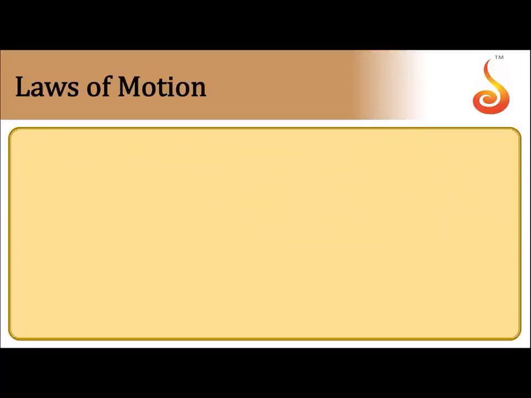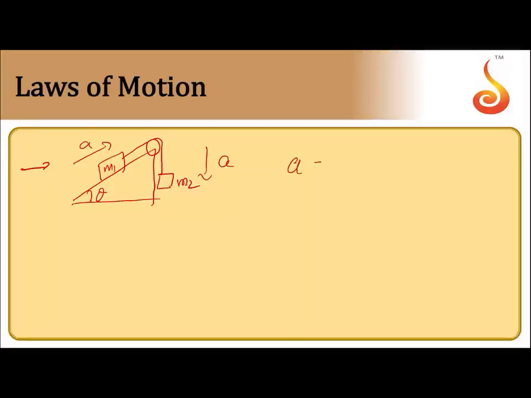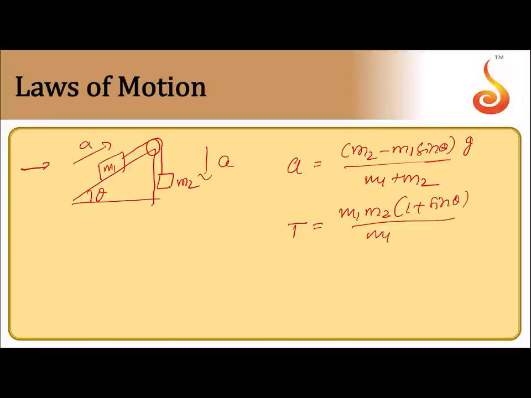One more case. This time I am putting it on an inclined plane. Let's assume that it is put on an inclined plane like this. Let's assume that this is theta and this block is of mass m1 and this passes over this setup, this being m2. Let's assume that it accelerates up along this direction and down along this direction respectively. Now for this setup, the acceleration a is equal to (m2 minus m1 sin theta) into g whole divided by m1 plus m2, and the tension T is equal to m1 m2 (1 plus sin theta) g divided by m1 plus m2.